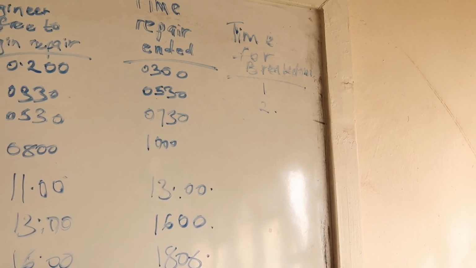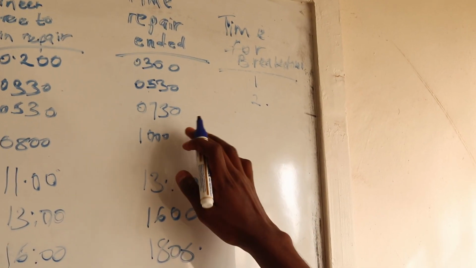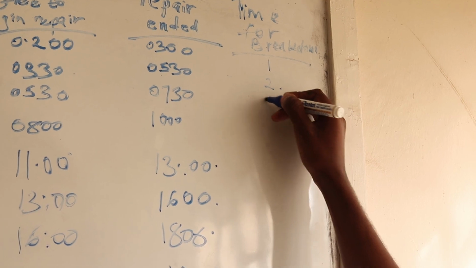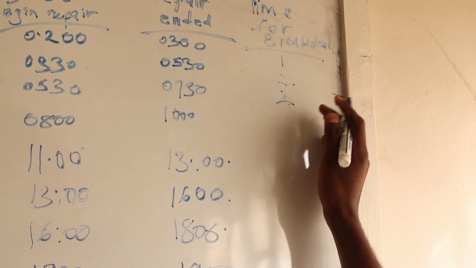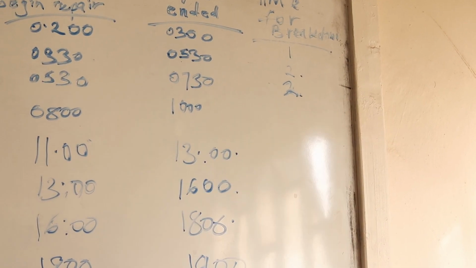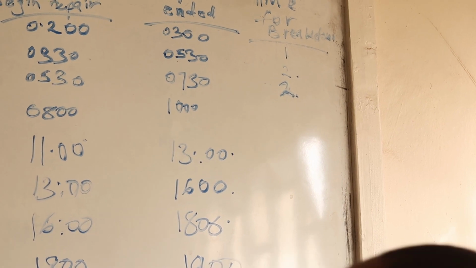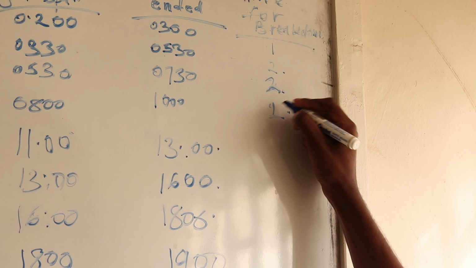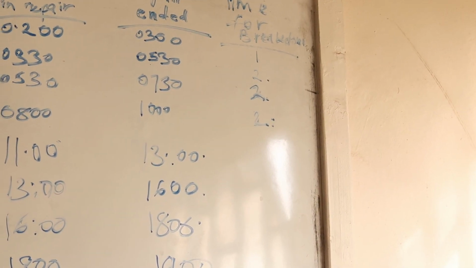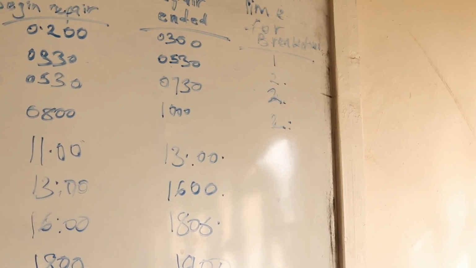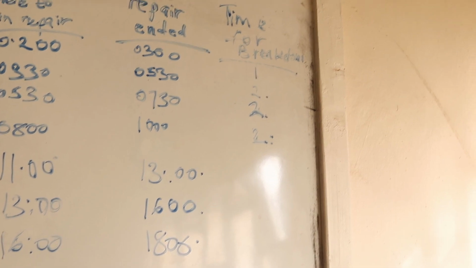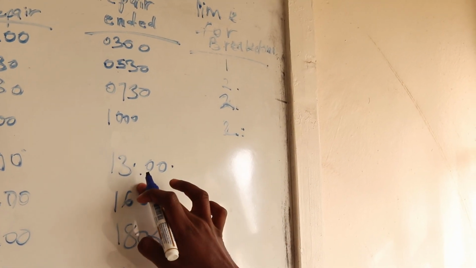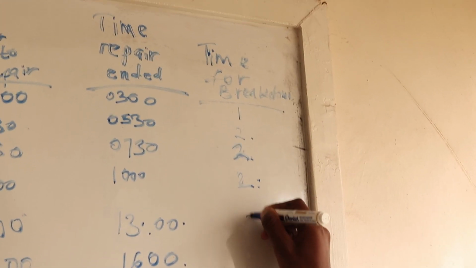The third machine broke down at 5:30 and the repair ended at 7:30, so those are 2 hours. And then the fourth machine broke down at 8 and the repair ended at 10, so we have 2 hours. And then we have the next machine breaking down at 11 and the repair ending at 13:00, so we have also 2 hours.